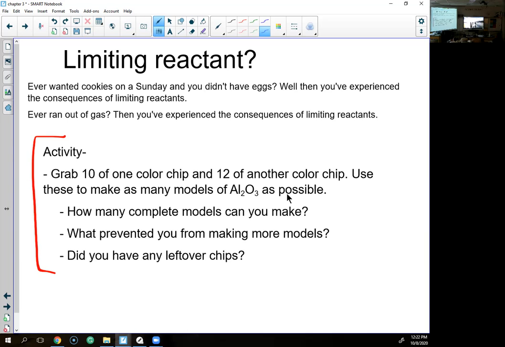Okay, see this can right here on my desk? You're all going to do this same activity. It's a piece of cake and it helps you to think it through. So right here, I'm going to dump out a ton of chips. Come over here and grab 10 of one colored chip and 12 of the other.